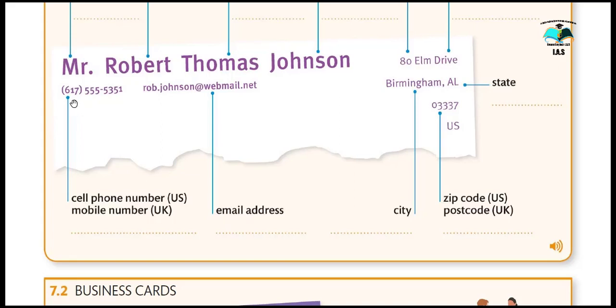Now this is 617-555-5351. So we have an email address, rob.johnson@webmail.net, right? This is the email. And this one is the city, and we use a zip code or postcode. These two mean the same thing, but people who live in America say zip code, and people who live in the UK or United Kingdom say postcode, right? 03337. This is the postcode.